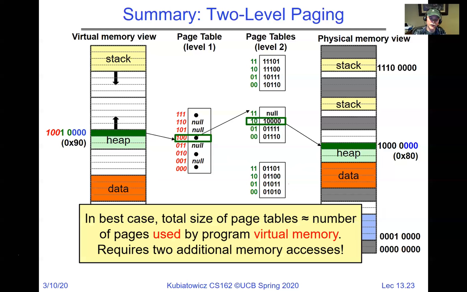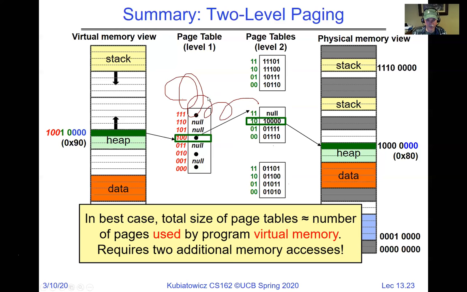So the key thing here is we've now gotten rid of a lot of the nulls, but pretty much the total size of the page table is still somewhat related to the amount of address space used in the virtual memory, not in physical memory. And oftentimes, especially when things are paged out, let's see, what did I do here?